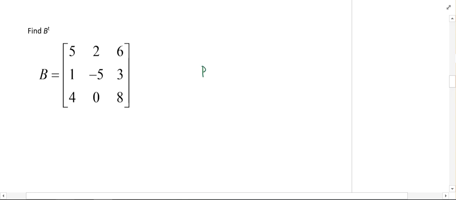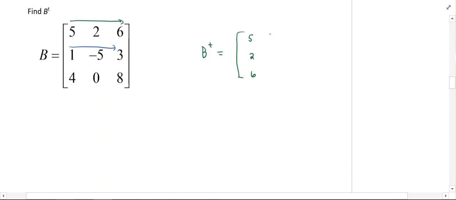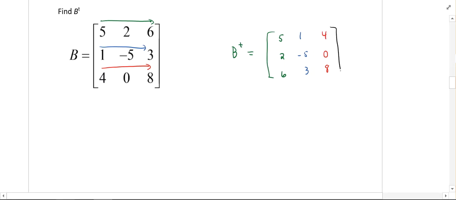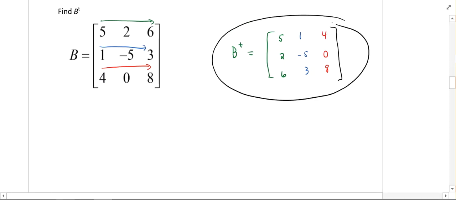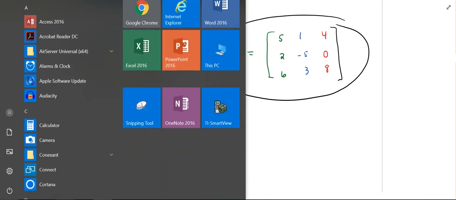All right, so B transposed means this row of 5, 2, 6 is going to go 5, 2, 6. See how that's becoming my column? This row of 1, negative 5, 3 is going 1, negative 5, 3. And last but not least, this 408 is going to go 408. Ta-da! Transpose. Easy as pie.